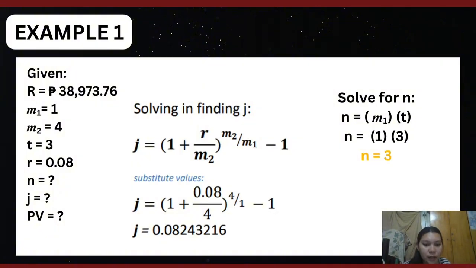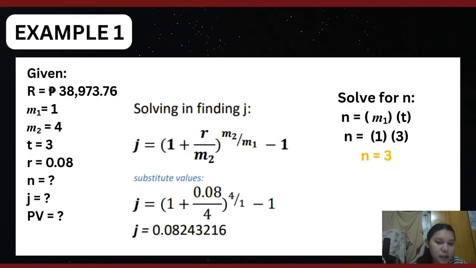And for the total number of years, it should be paid in the span of 3 years, so 3. And for the nominal rate, it is equal to 8% or 0.08. So we need to find the n, j, and the present value. The next step is to find j, or the interest rate per payment period.